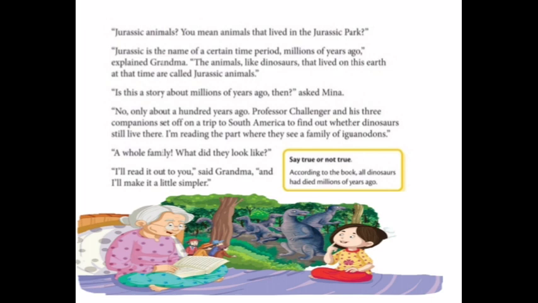In this picture, you can see some dinosaurs. The name of the dinosaurs is iguanodon. A whole family, what did they look like? In the picture itself you can see that so many of them are there. So Mina is asking about a whole family. Grandma replies, okay dear, wait, I will read it out to you, and I will make it a little bit simpler so you can understand it easily. So here our Mina is getting ready to know more about the dinosaurs from our grandma.